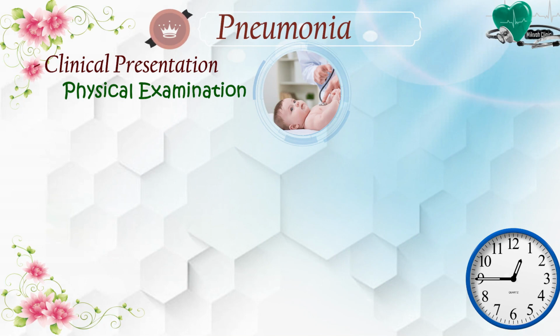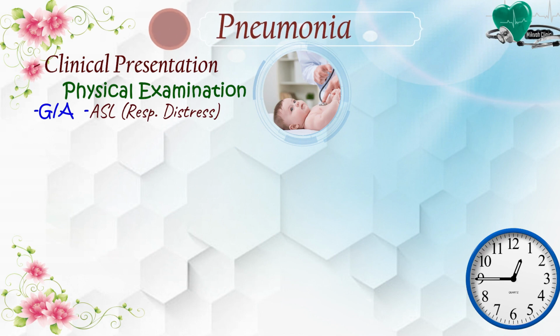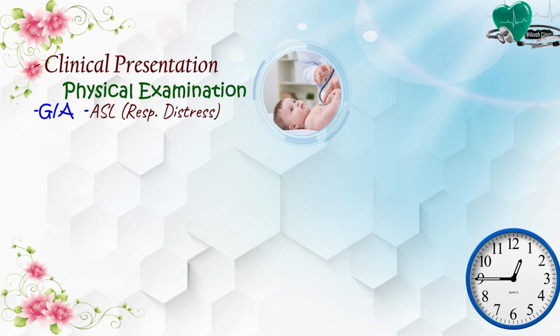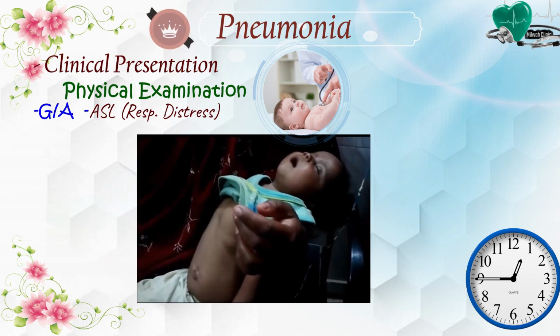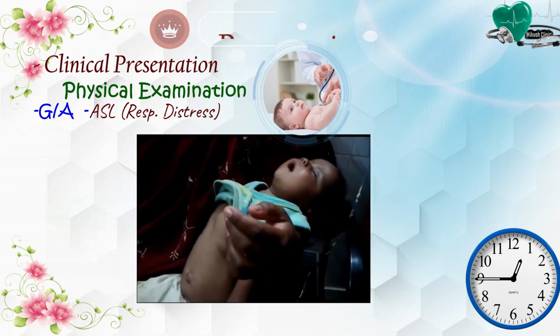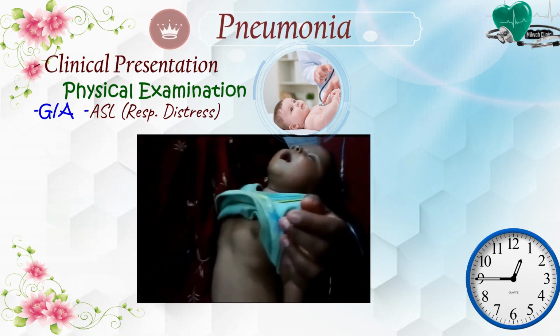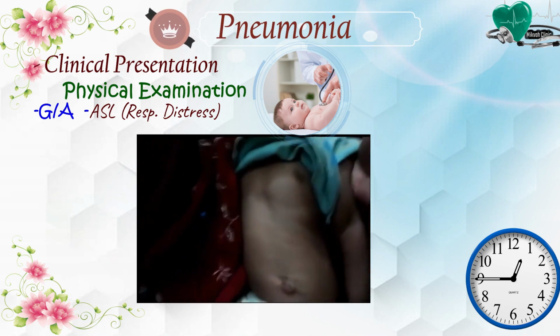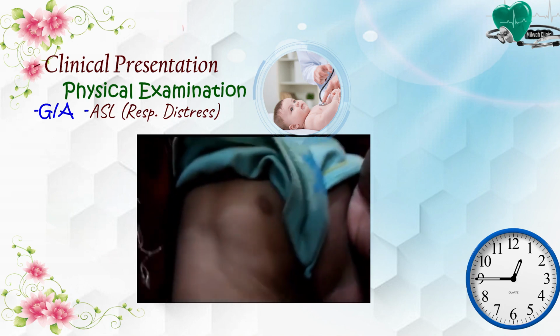Physical examination begins with general appearance. What do we expect on general appearance of a child presented with pneumonia? One is respiratory distress. So the child is expected to be acutely sick looking. Why? Because he's in respiratory distress. How do we know he's in respiratory distress? Because he might be grunting. Usually it is associated with impending respiratory failure. Don't forget this. Or the child may have nasal flaring. The child may have head nodding.